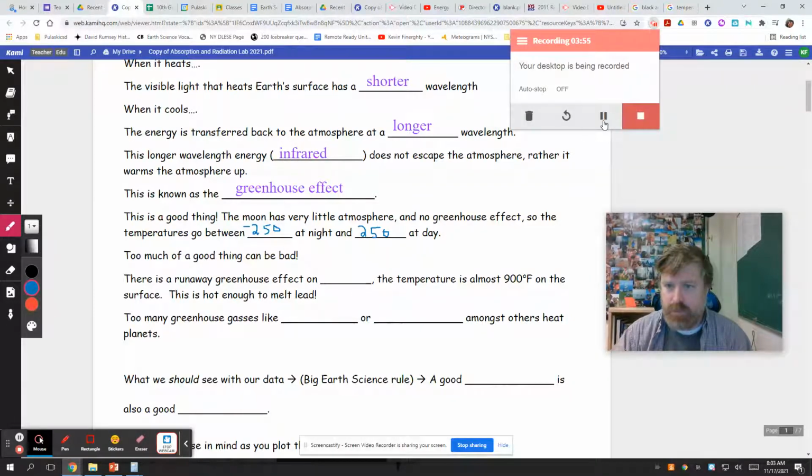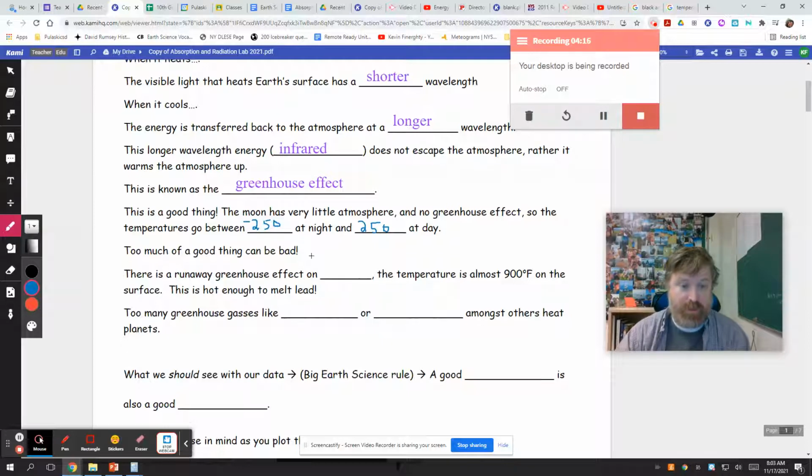Let's double check that. So the internet tells me 260 and 280. So it's like that much of a swing. We'll call it about 250. About a 500-degree swing from day to night. Now, life would not have evolved in conditions like that on Earth. We like the stability of when the Earth spins away and it's dark, the atmosphere, the greenhouse effect, holds on to some of our heat energy. However, too much of a good thing can be bad.